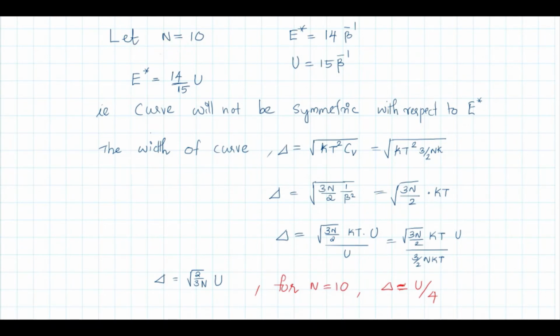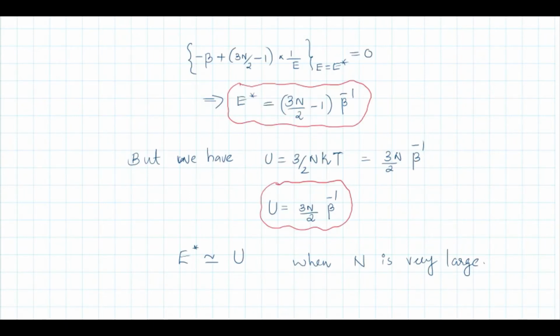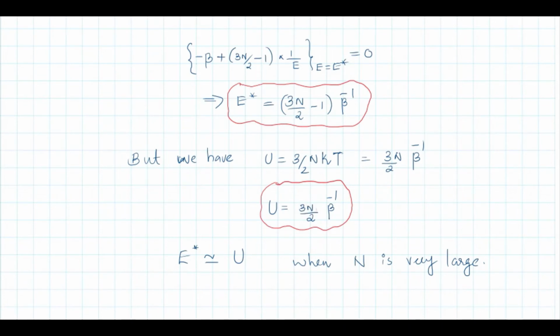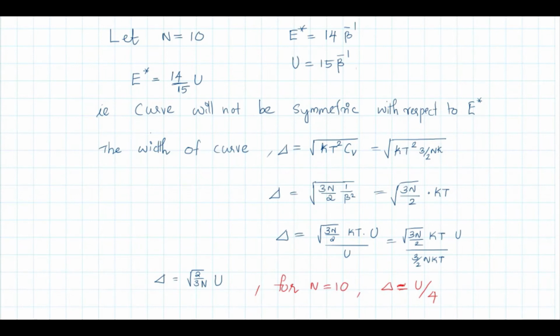Take n is equal to 10. Then what is E star? From this expression, 3 into 10, 30 by 2, 15 minus 1, 14. So E star is 14 beta inverse. What is u? It is 3 into 10, 30 by 2, 15 beta inverse. So what is the relation between E star and u? E star is equal to 14 by 15 u.